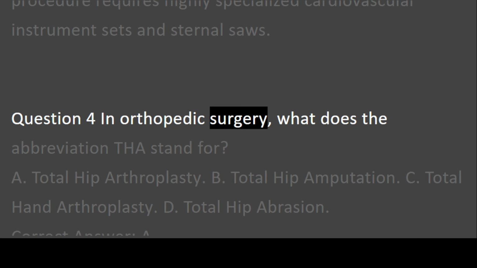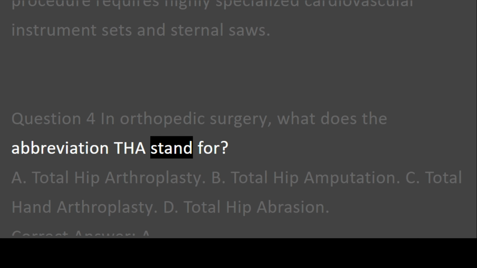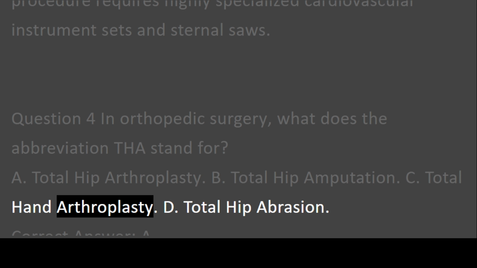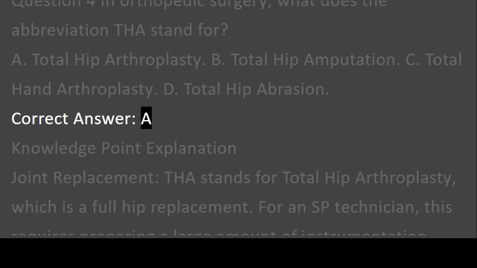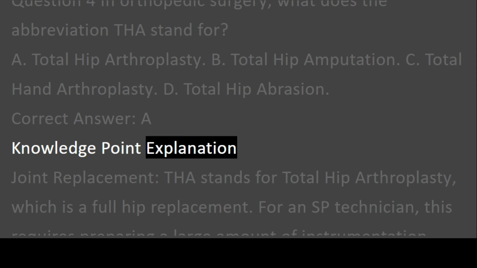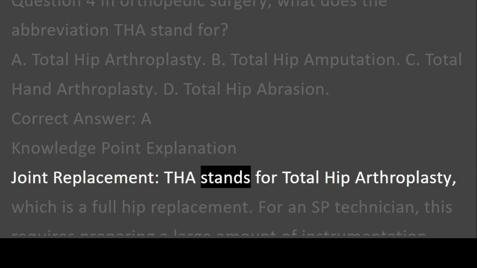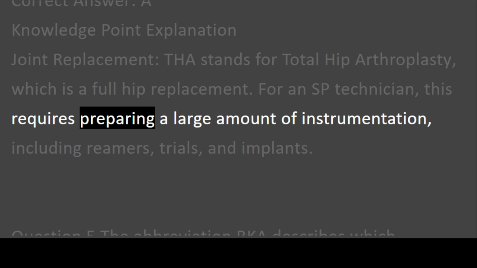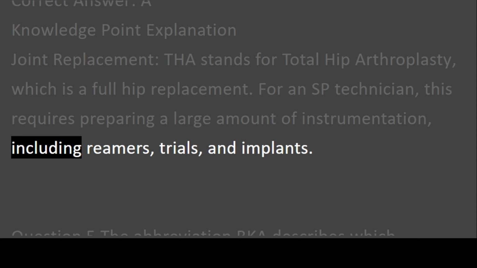Question 4. In orthopedic surgery, what does the abbreviation THA stand for? A. Total hip arthroplasty. B. Total hip amputation. C. Total hand arthroplasty. D. Total hip abrasion. Correct answer, A. Knowledge point explanation. Joint replacement, THA stands for total hip arthroplasty, which is a full hip replacement. For an SP technician, this requires preparing a large amount of instrumentation, including reamers, trials, and implants.